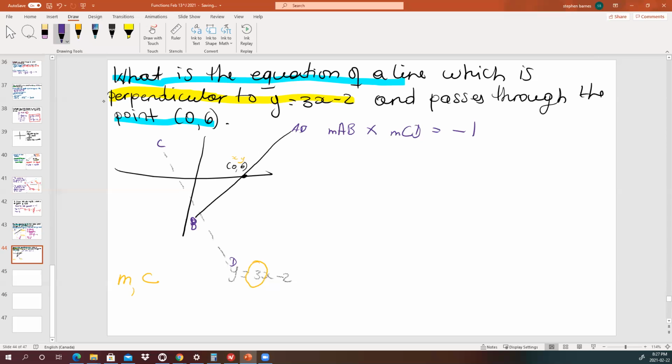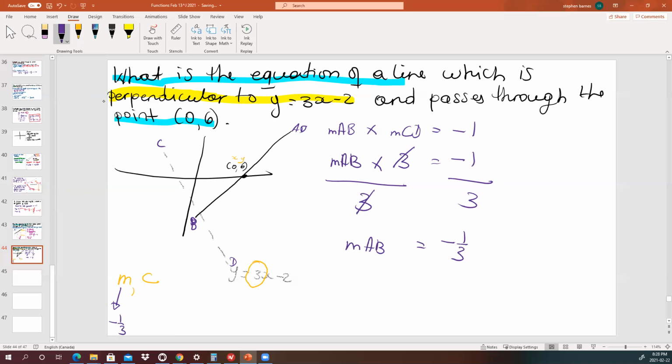So I don't know the gradient of AB, that's what I'm trying to find. But I know the gradient of CD to be 3, sorry, because I have the equation of their line. So I can put my 3 there, that's -1. Then I can divide each side by 3, and this 3 cancels that 3. So the gradient of AB is equal to -1/3. All right, so I have found my gradient to be -1/3. Clear so far?